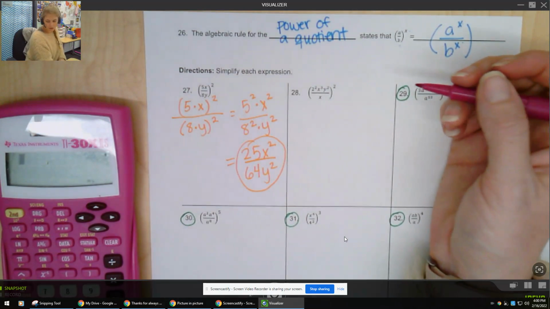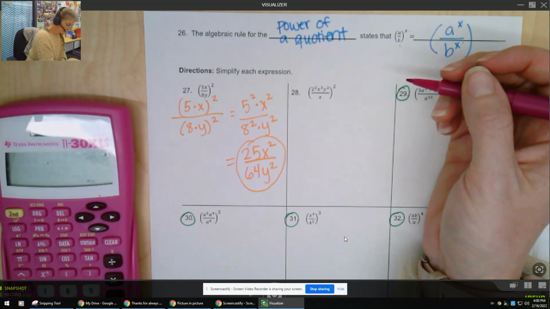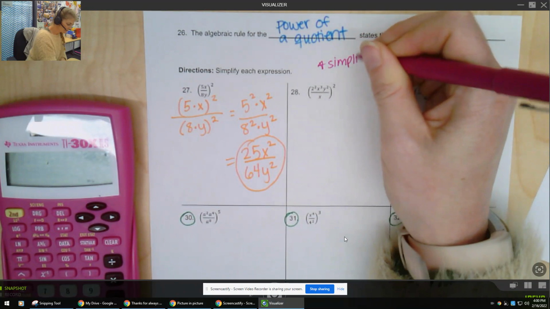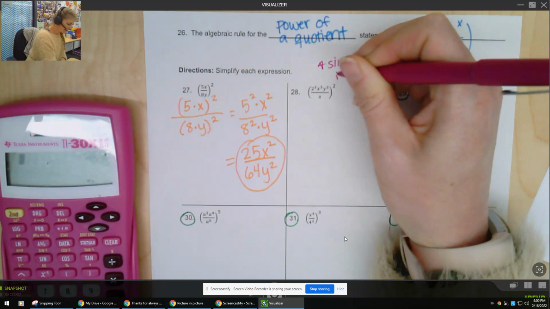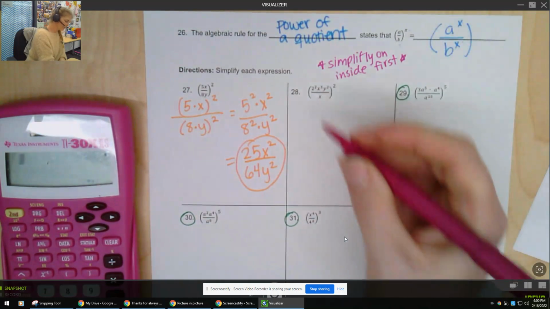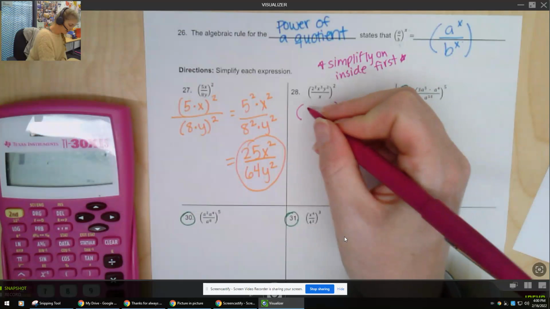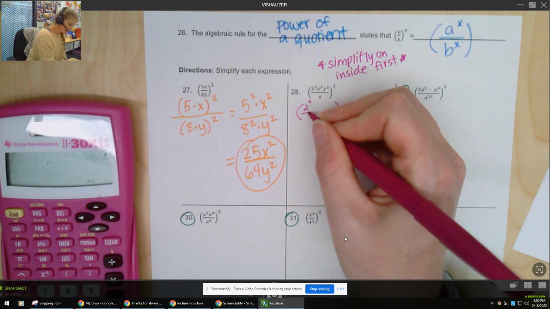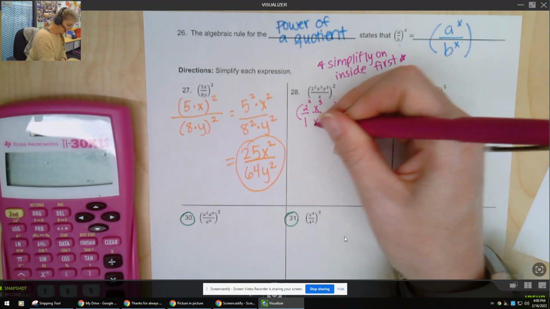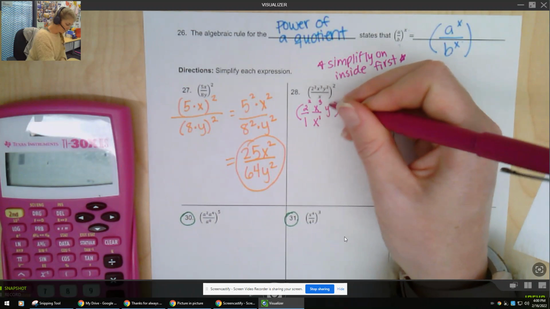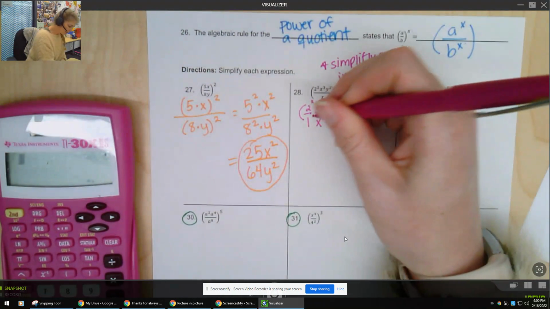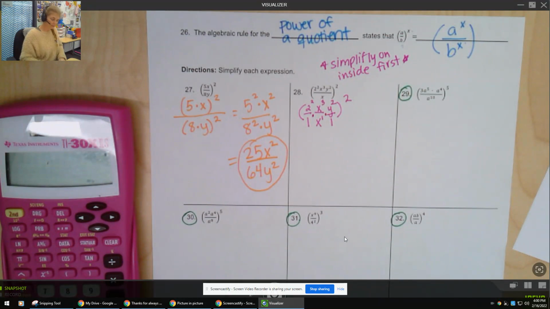So again, I'm going to simplify on the inside first. And that's going to make it a lot easier. So on the inside here, I have 2 to the second over 1, x cubed over x to the first, and y squared over 1, all being raised to the second power. Writing it out this way is super helpful.